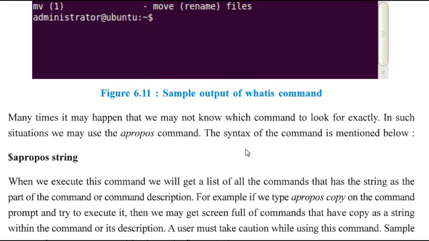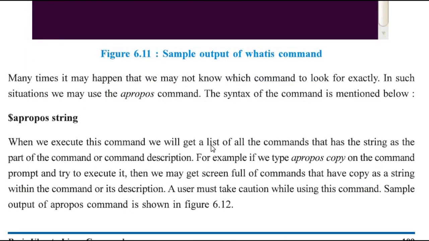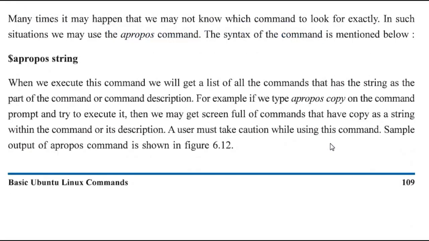Many times it may happen that we may not know which command to look for exactly. In such a situation, we may use the apropos command. The syntax of the command is mentioned below. apropos string. When we execute this command, we will get a list of all the commands that have the string as part of the command or command description. For example, if we type apropos copy on the command prompt and execute it, then we may get a screen full of the commands that have copy as a string. String means a sentence within the command or its description. A user must take caution while using this command.